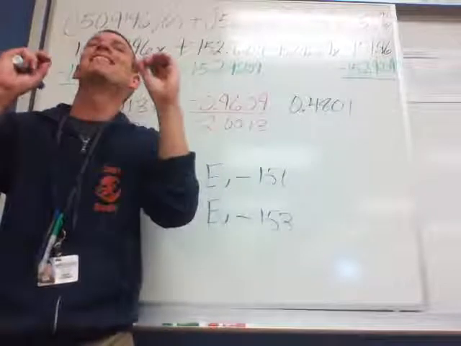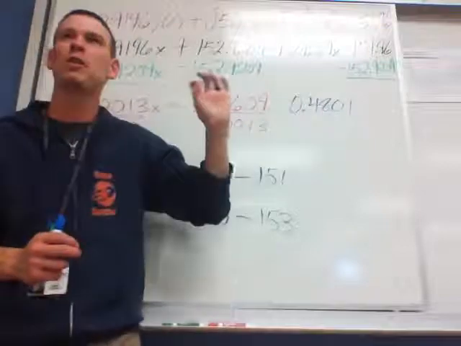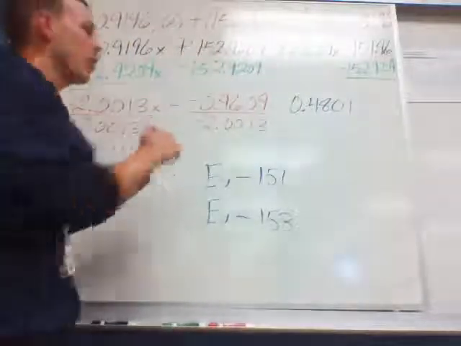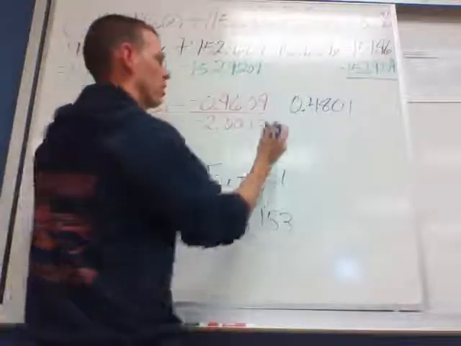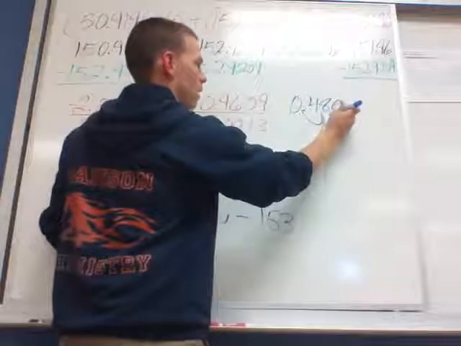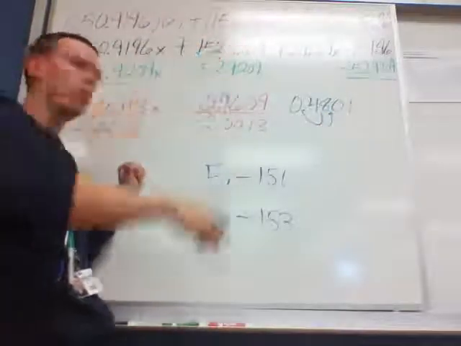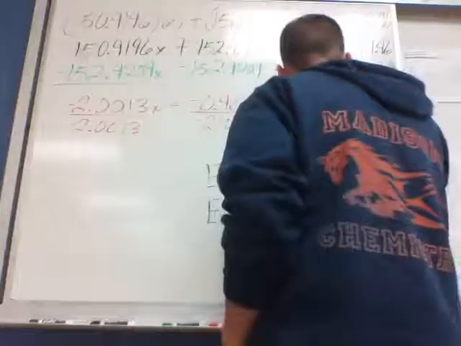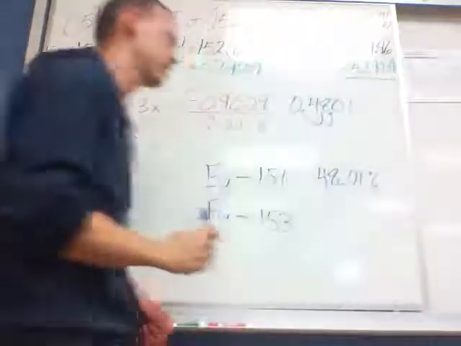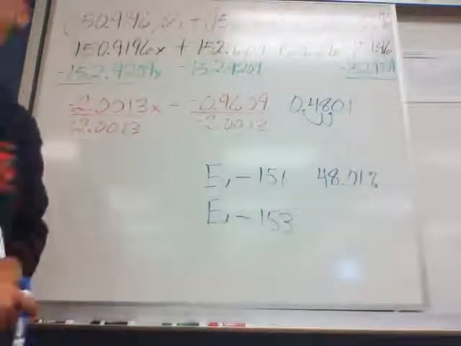I want a percent abundance, not a decimal abundance, which means he needs to be changed, but you already know how to do it. It's a little backwards, though. How do I turn him into a percentage? Let's slide him to the right this time instead of the left, and that will be an answer. I get 48.01% of europium-151.